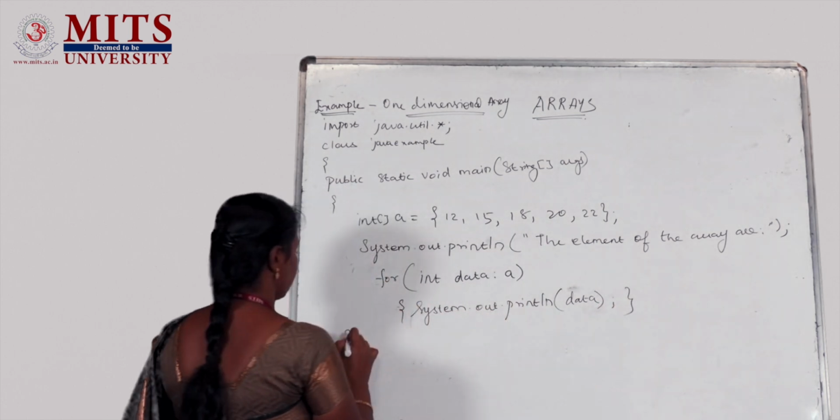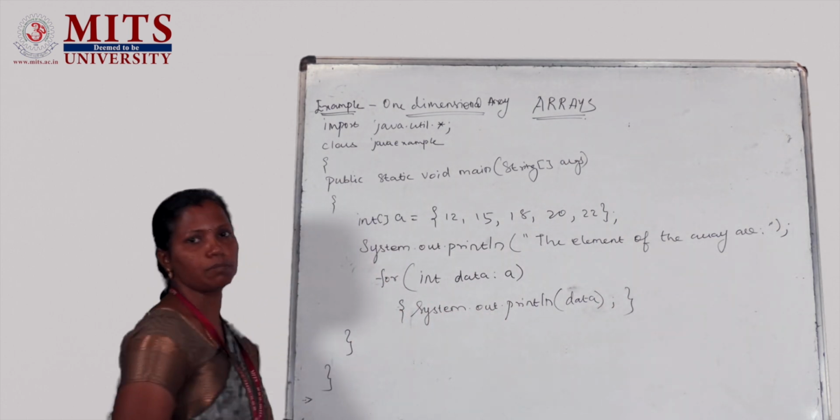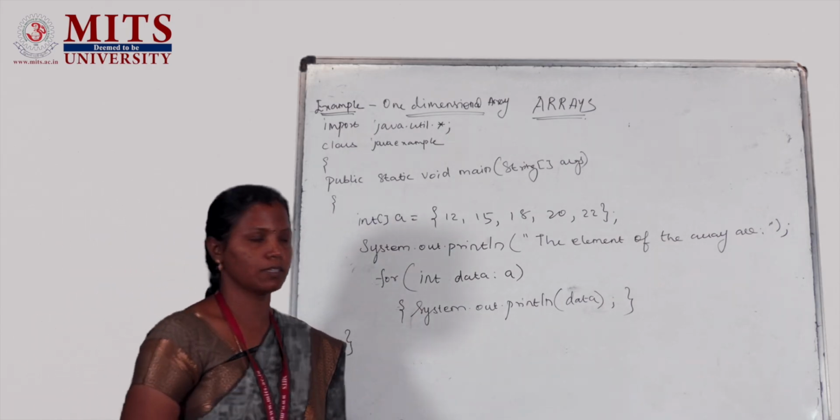Then I'm going to close the main function, then close the class. So this is a very simple program where we make use of the concept of the for each loop.